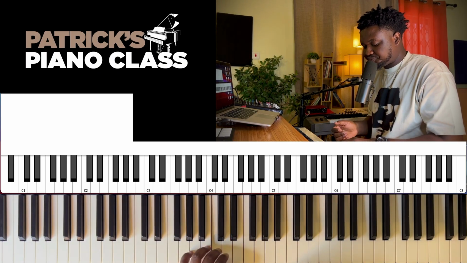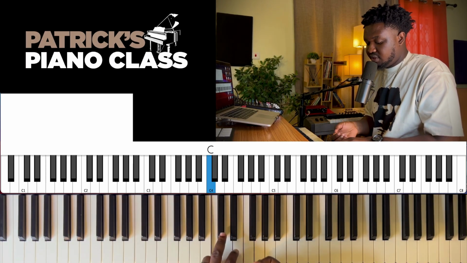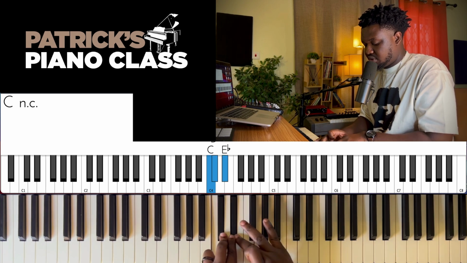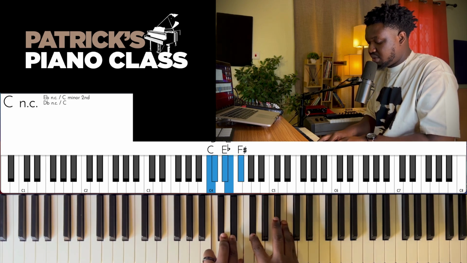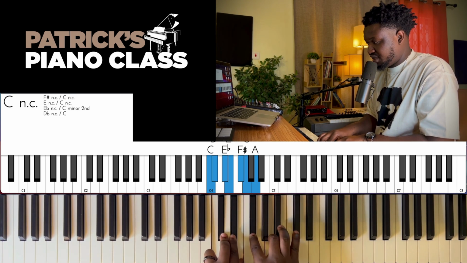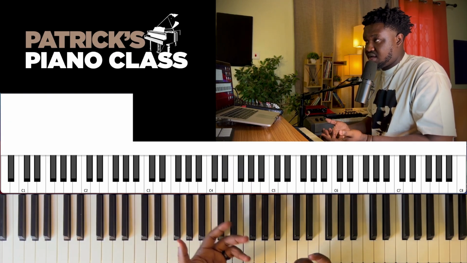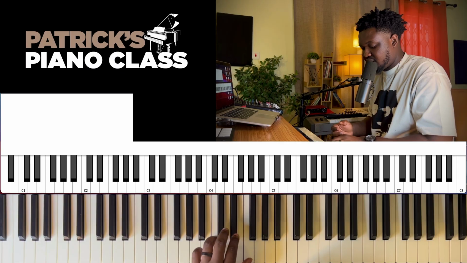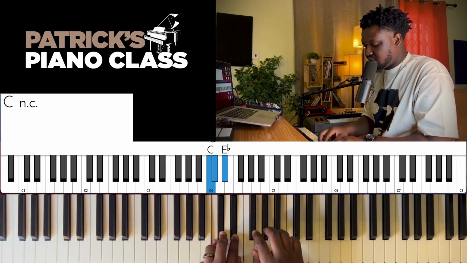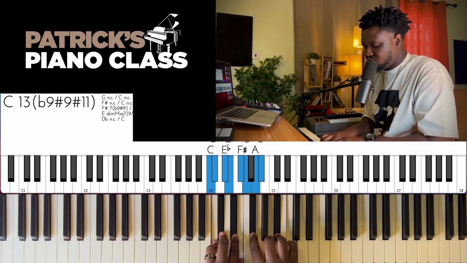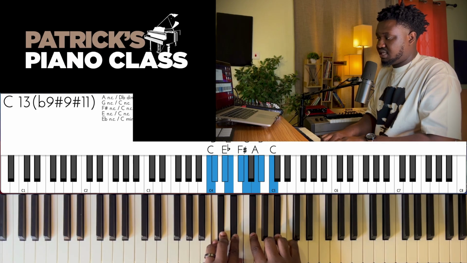Now, from C, you're just going to move half step, whole step, half step, whole step, half step, whole step, half step, and whole step to get our diminished scale. All right. So from C, half step, whole step, half step, whole step, half step, whole step, half step, whole step, and then we get the diminished scale.